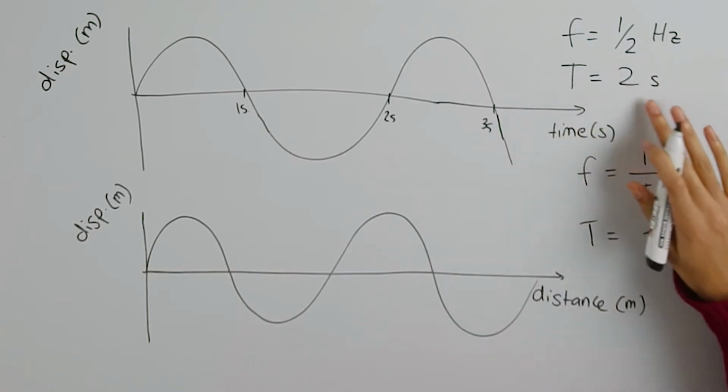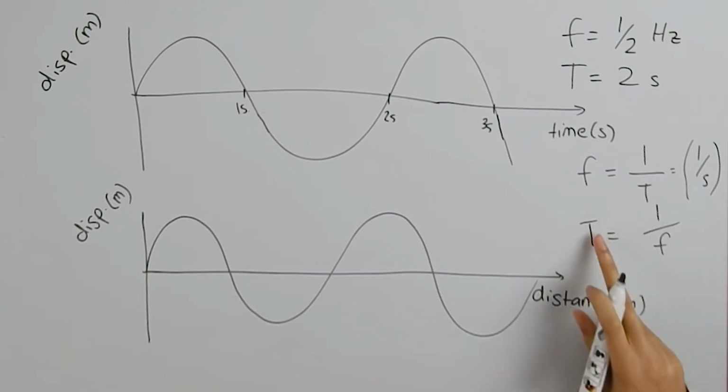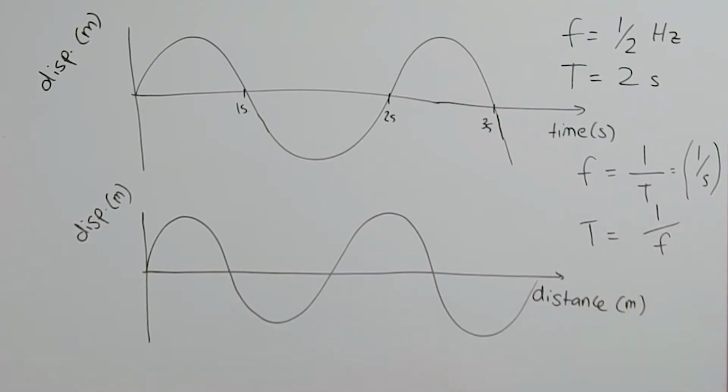So the units for period is seconds. So if we look at this in terms of units, the units would be 1/seconds. And remember, this is the units for frequency. This is what a hertz is. So if you do the same thing with the period, you can see that as well.